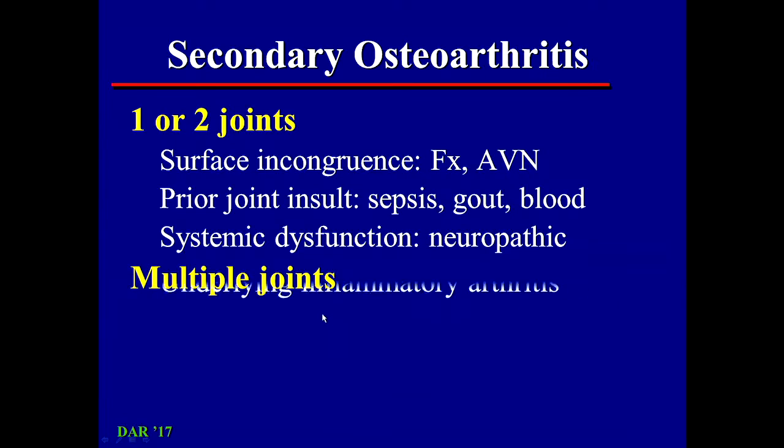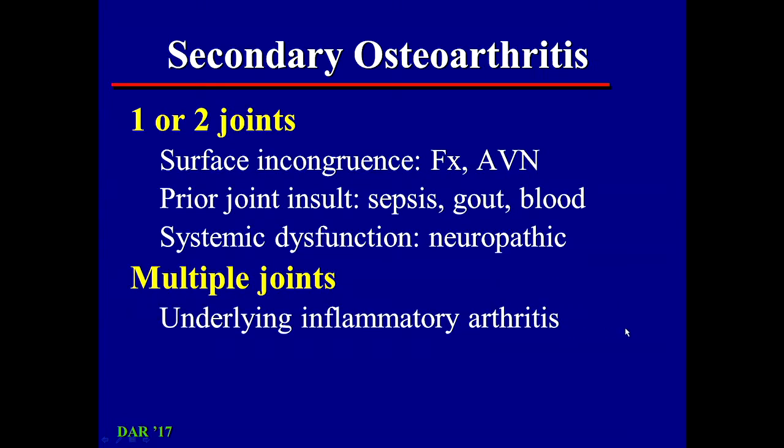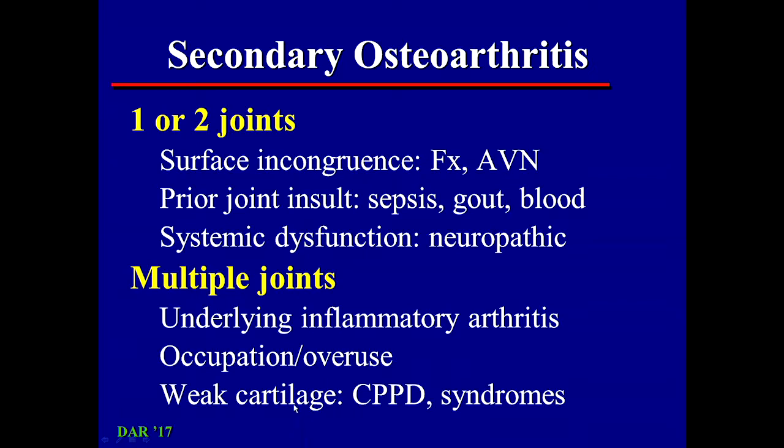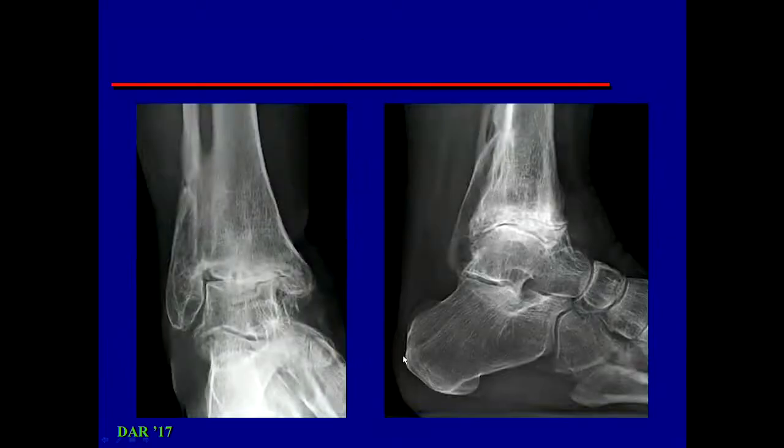When we see multiple joints involved, the first thought is maybe the patient has an underlying inflammatory arthritis like rheumatoid arthritis. They've worn out all their cartilage and they're getting secondary osteoarthritis. It could be due to osteoarthritis in an unusual location because of their sport, occupation, or some sort of overuse. Or it could be that they have a generalized disease that weakens cartilage, and we'll talk about some of those, CPPD and some syndromes.